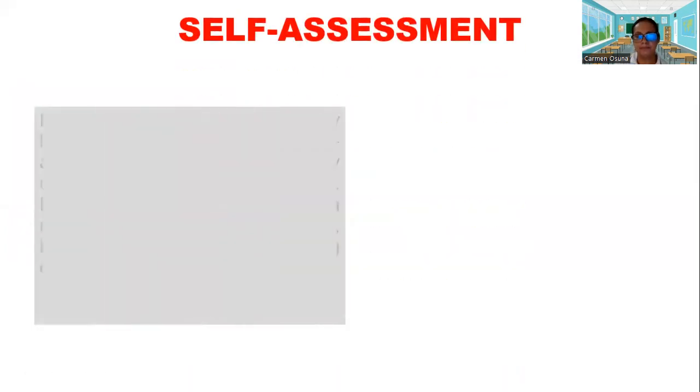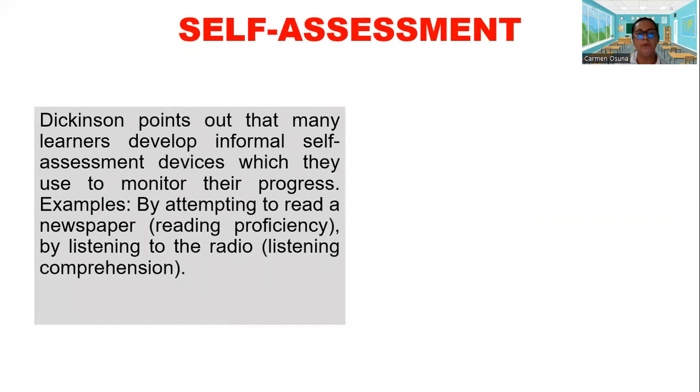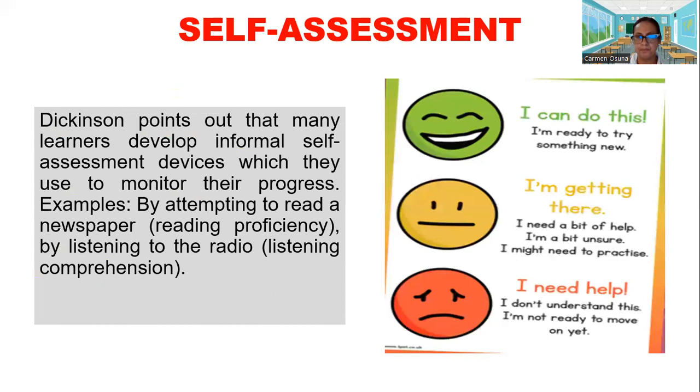Self-assessment. Dickinson points out that many learners develop informal self-assessment devices which they use to monitor their progress. Examples, by attempting to read a newspaper to check your reading proficiency, by listening to the radio to check listening comprehension. And with the self-assessment, you realize if you need help. I don't understand this. I'm not ready to move on yet. I need to do more activities. I'm getting there. I'm almost learning.